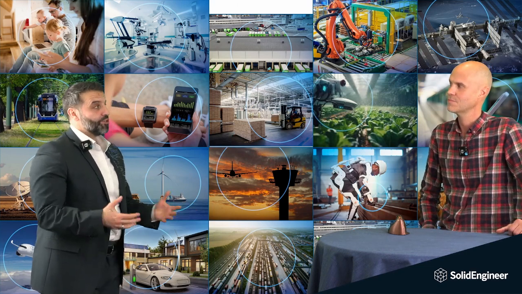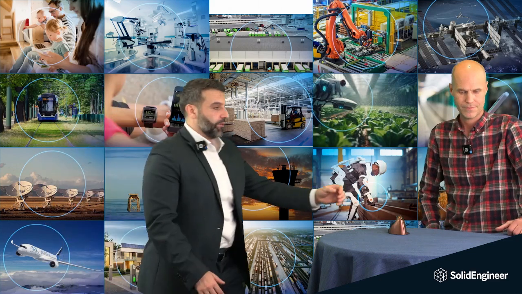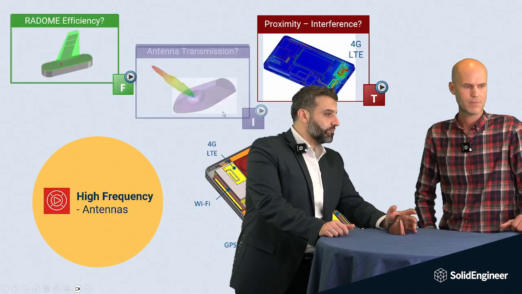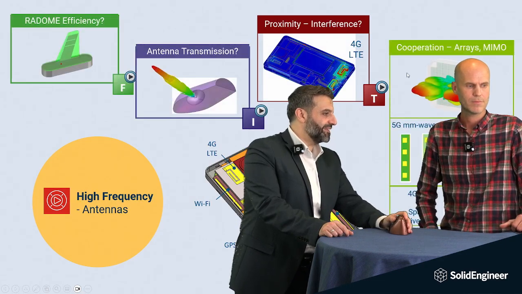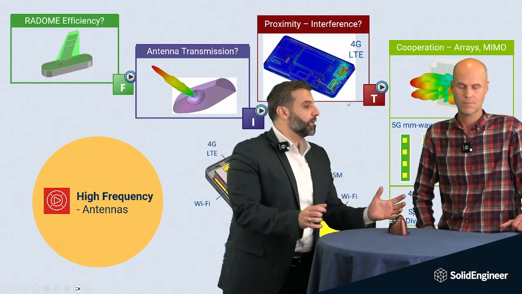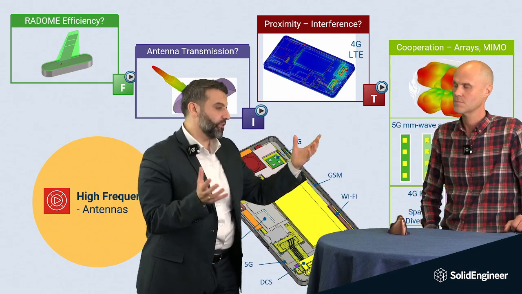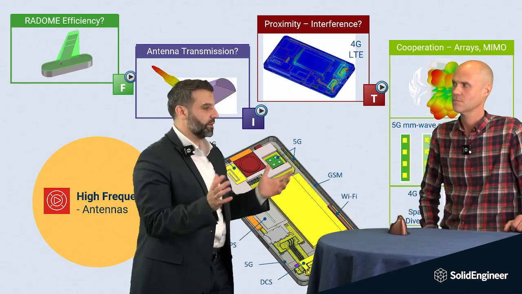This is why simulation is super important. If we go a little bit further, I'm going to give you just an example. This is a mobile phone, and you see we have at least 6 or 7 antennas inside. If you want to see how they operate or how they affect each other, you need to go through simulation. Otherwise, it's a nightmare.